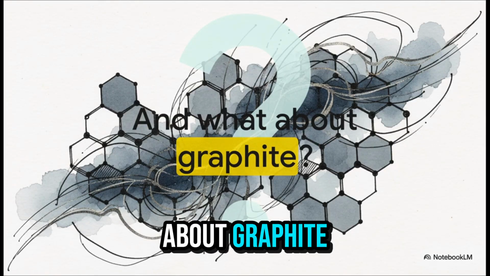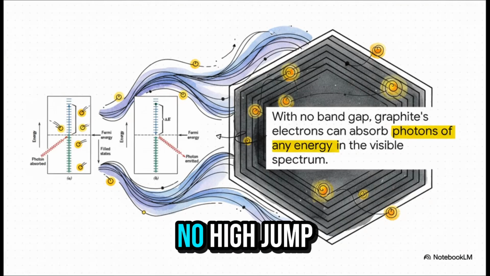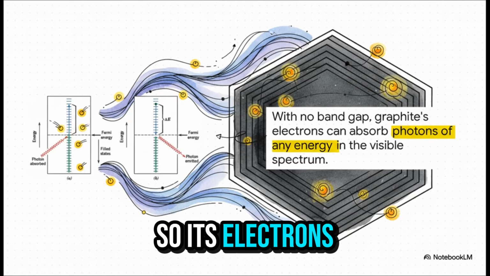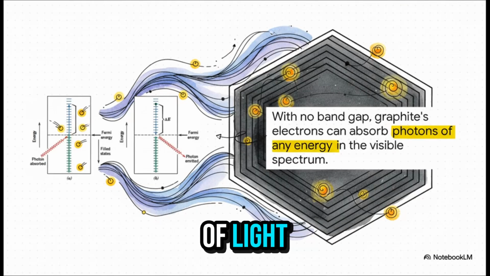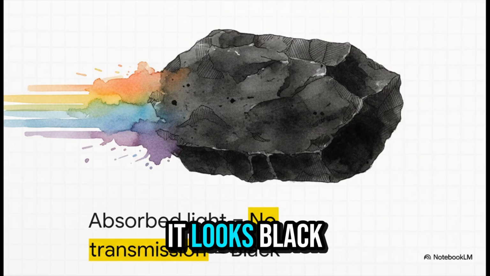Okay, but what about graphite? Its lack of a band gap changes the entire game. In graphite, there's no high jump bar, so its electrons can absorb pretty much any photon of light. It just soaks up all that light energy, and since none gets through, it looks black.